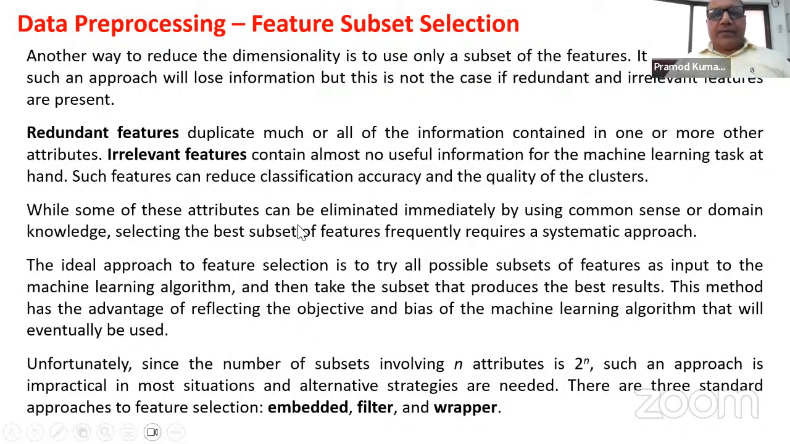While some of these attributes can be eliminated immediately by using common sense or domain knowledge, selecting the best subset of features frequently requires a systematic approach. What is written here is that if the number of dimensions is not too huge, and you have good domain knowledge and some statistical tools, you can apply them, or you can go for visualization tools. If you have domain knowledge, you can guess that this may be irrelevant, this may be relevant, this may be redundant, and you can go on.